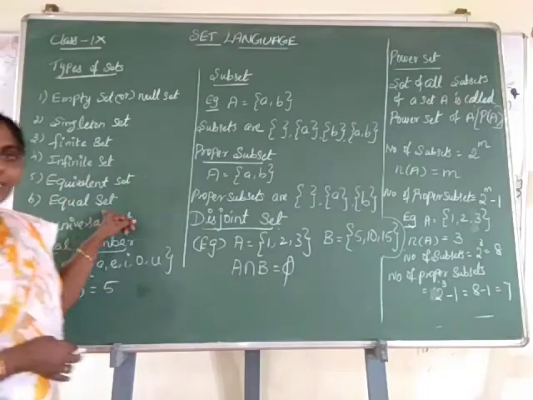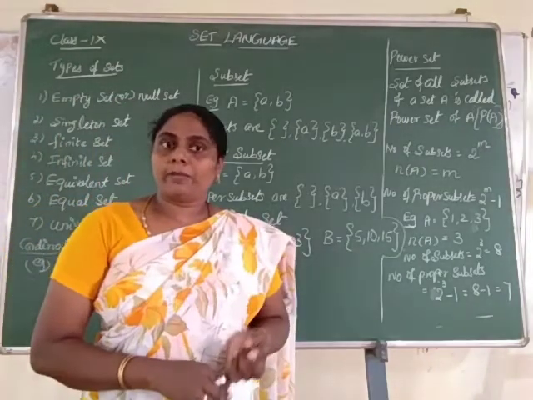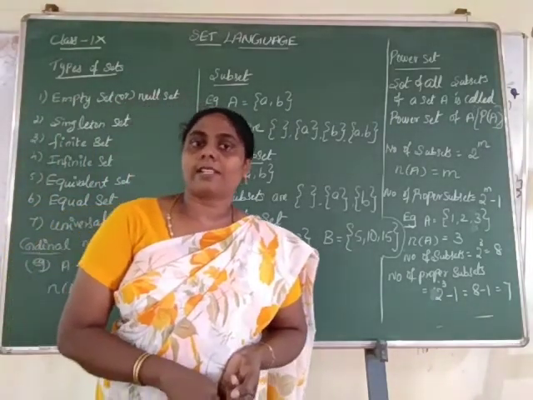And the next one is equal set. Equal set means the cardinal number must be equal and the elements present inside the set must also be equal.